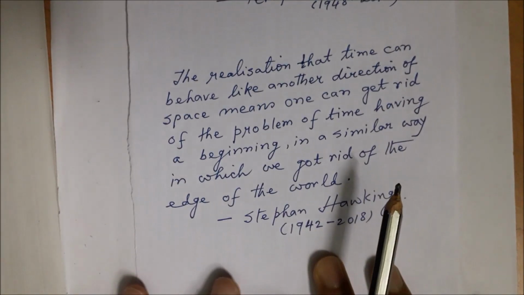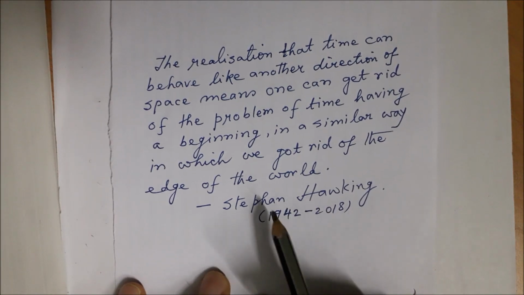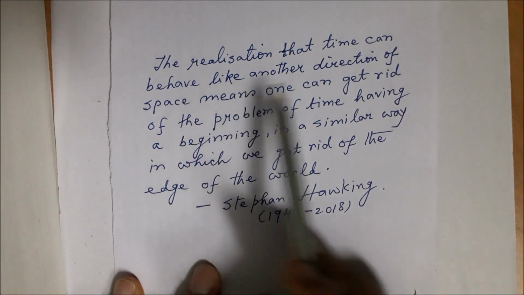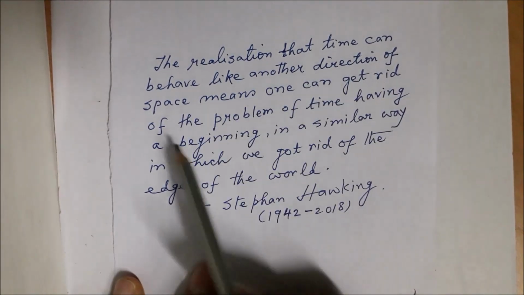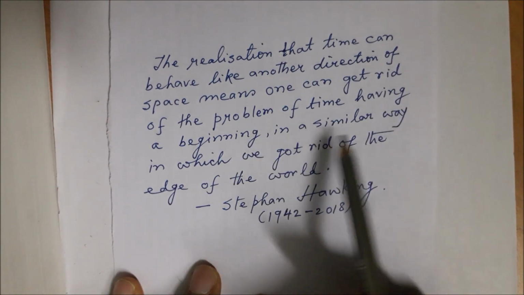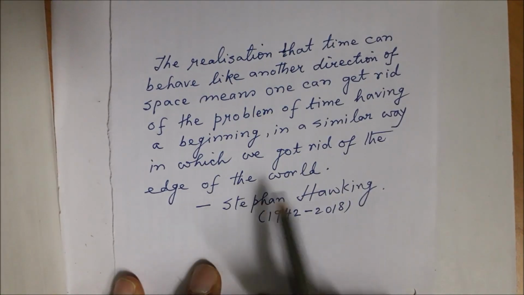And the second quote is of Stephen Hawking. "The realization that time can behave like another direction of space means one can get rid of the problem of time having a beginning, in a similar way in which we got rid of the edge of the world."